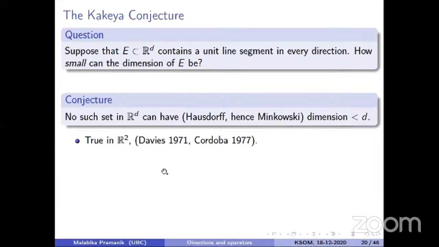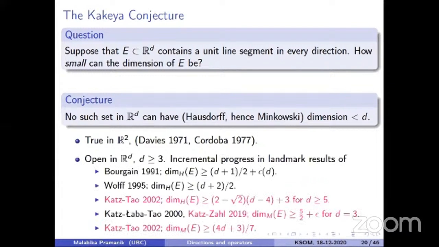The Kakeya conjecture is known to be true in dimension D equal to 2. It remains open in all higher dimensions, though not from lack of trying, as you can see from this list. A number of generations of leading mathematicians have brought a formidable arsenal of tools to the study of this problem, resulting in incremental progress over the years. The references in pink highlight the state-of-the-art knowledge on this problem as of now, both in the Hausdorff and Minkowski sense.